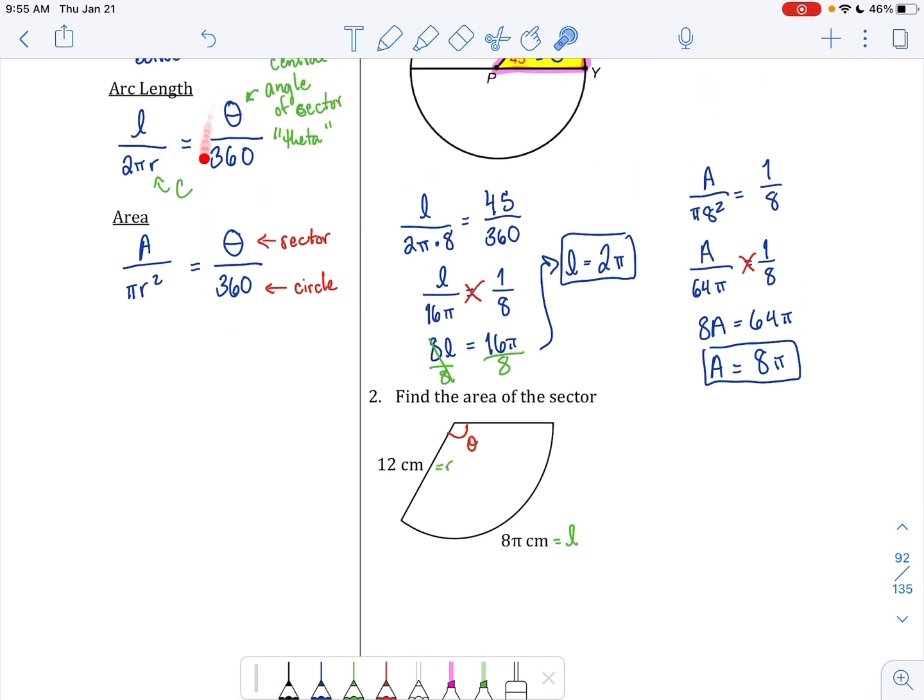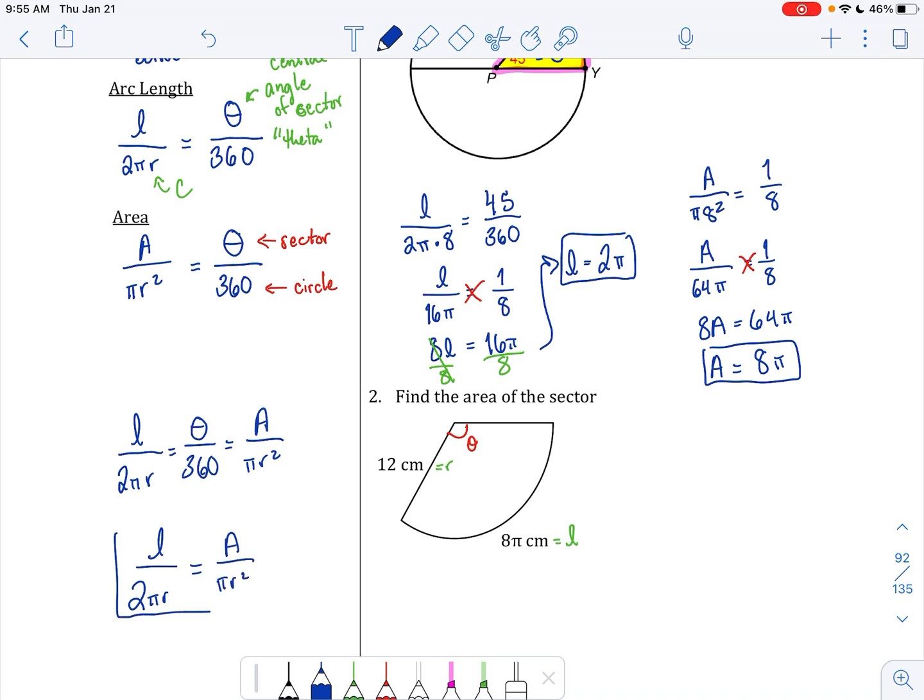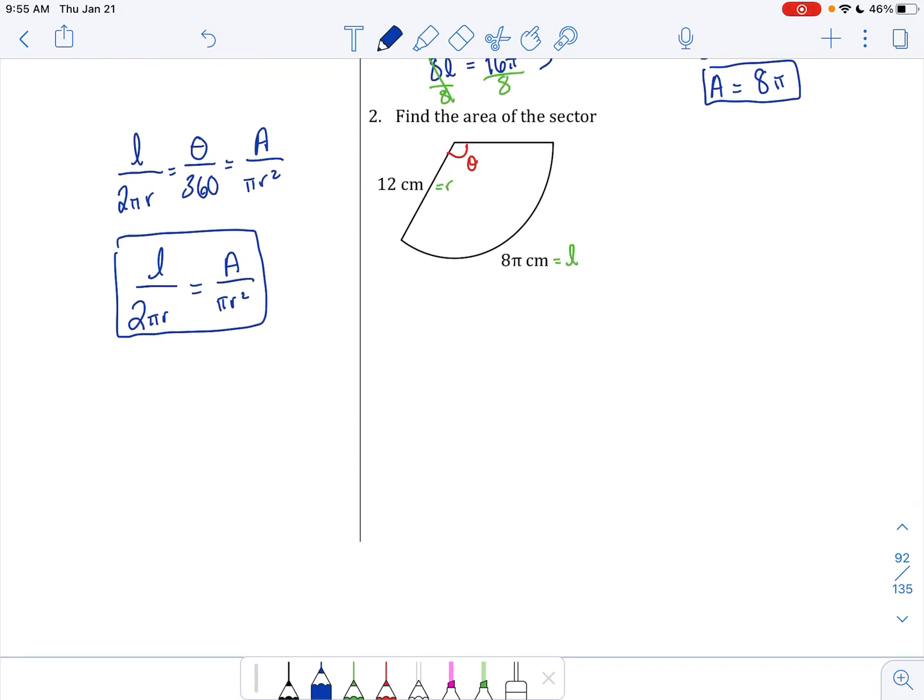Now, what I would recommend that you do is recognize, as I've said, these two are the same proportion. Arc length and area both have this proportional relationship. So what I would do is say, since arc length over 2 pi r is equal to theta over 360, which is also equal to area over pi r squared, we don't necessarily always need to use that middle proportion, and we can say arc length over 2 pi r is equal to area over pi r squared. So if you don't have the angle, you can use this proportion. And since we don't know what the angle is, I'm not going to back solve and find it, though you could, it would just take longer.